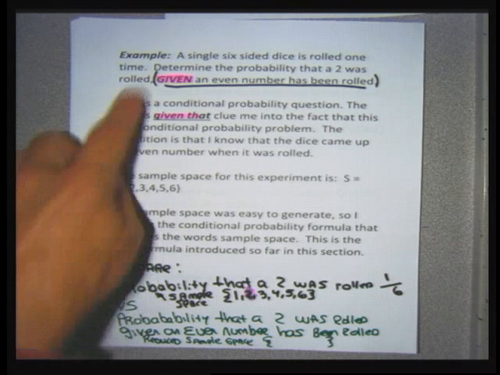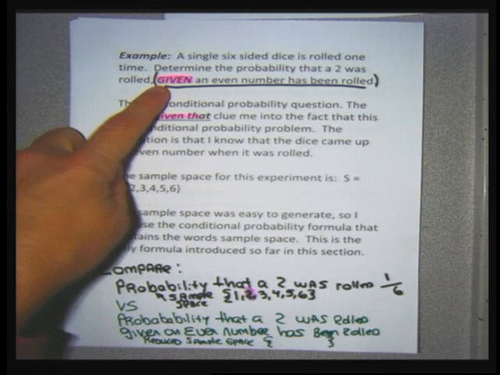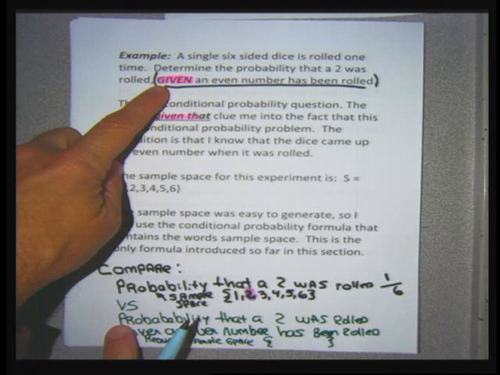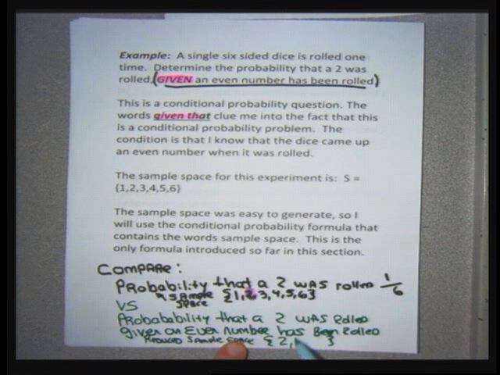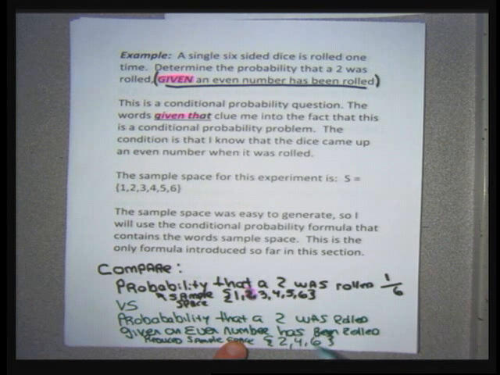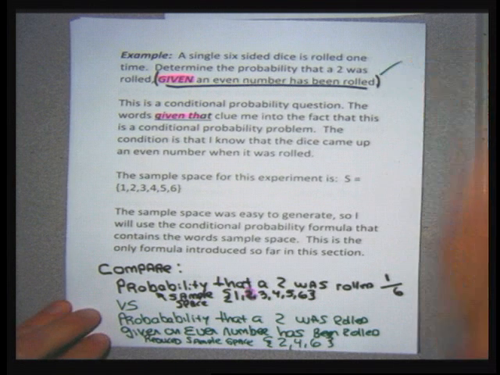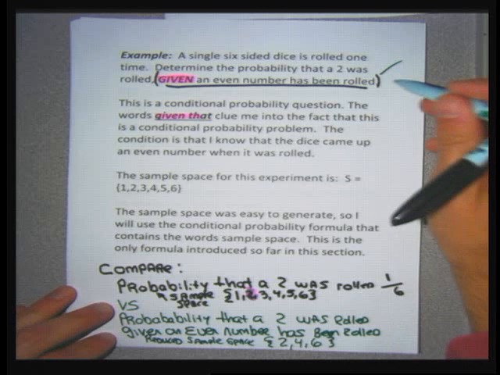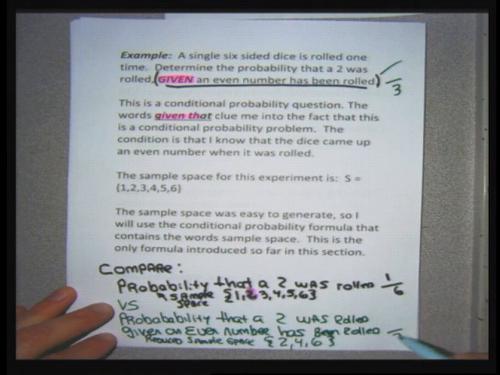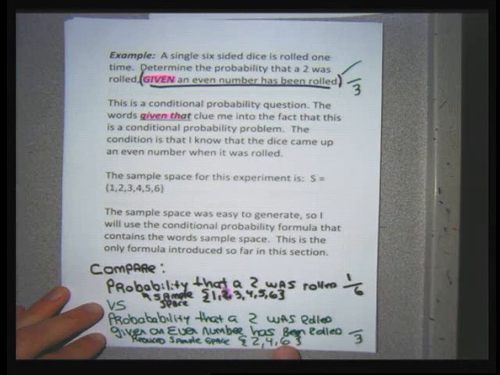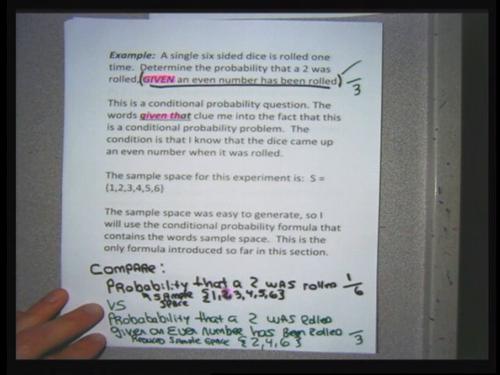And the extra information that's given in this version of the problem is that an even number was rolled. So I know that a 1, a 3, and a 5 weren't rolled. And so the only numbers that could have possibly been rolled are the numbers 2, 4, and 6. Now I'm going to use that reduced sample space to answer the probability question. So the answer to this question, which is the same as this question, is going to have a denominator of 3, because given that an even number has been rolled, that means I know that either a 2, 4, or 6 has been rolled.